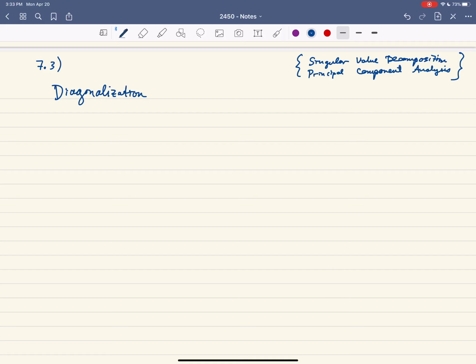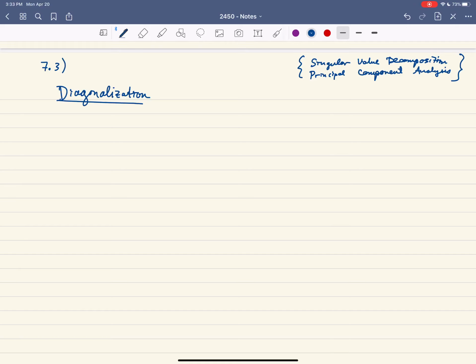So what we're going to do in this video is talk about the step that leads into singular value decomposition and principal component analysis, and that is what's called diagonalization. Diagonalization is the process, and we're going to use eigenvalues and eigenvectors to do this, but we're going to say that A is diagonalizable if A is similar to a diagonal matrix.